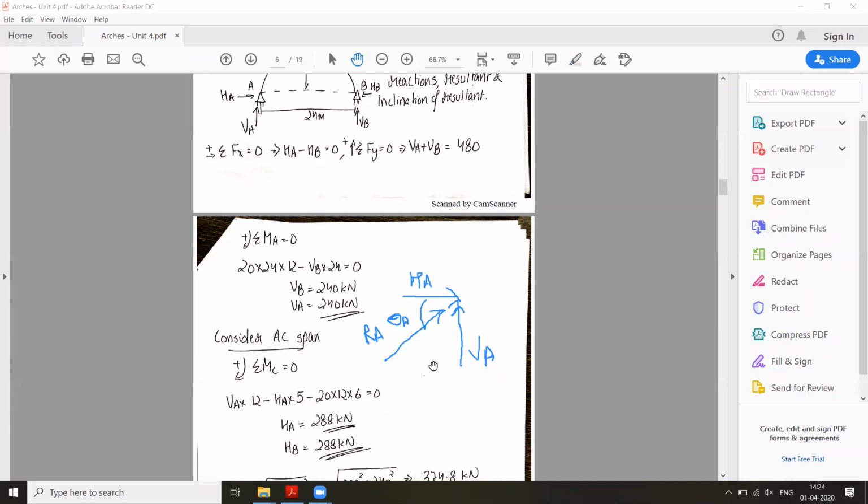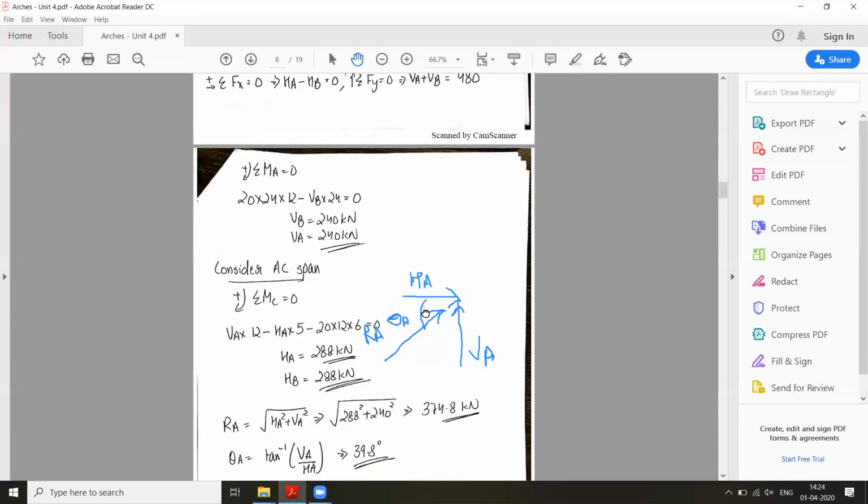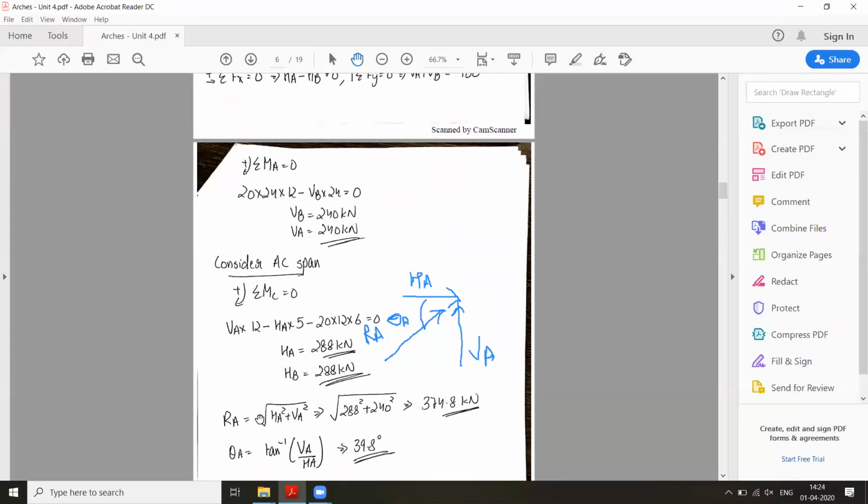So how will you calculate RA? Any method how to calculate this resultant? Sir, root under HA plus HB. Root under, yeah. You can see the angle between HA and VA is 90 degrees. So I know the standard formula for RA. It is square root of HA square plus VA square. Just take the square of this and take the under root. So that will give you the value of the resultant here.